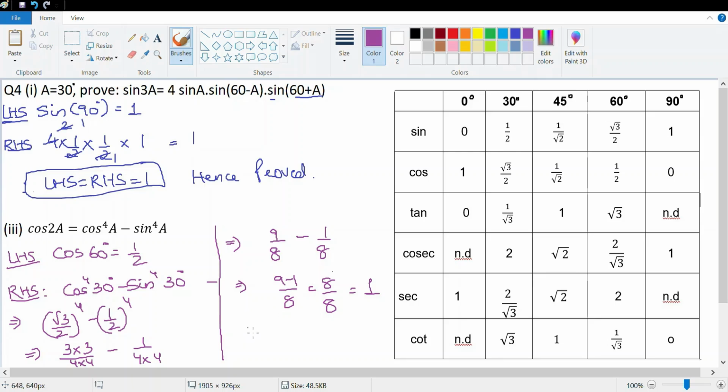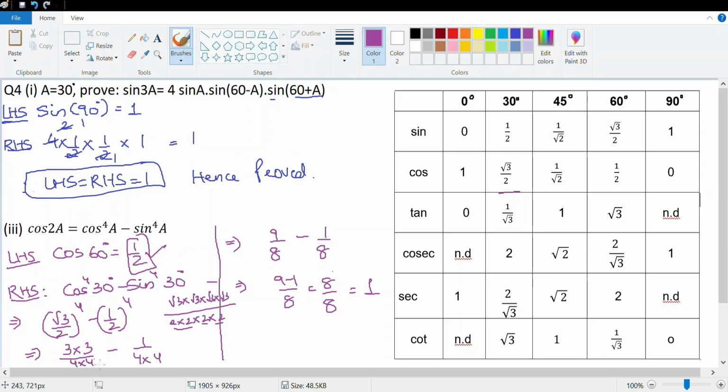So I think there is some mistake that I have done. Let's look at the mistake. Cos 2A, A is given equal to 30 degree. So cos 2A would be cos 60 degree, and cos 60 degree is half. So my left hand side is correct. Let's look at right hand side. Cos to the power 4 of A, where A is 30 degree. So cos 30 degree is root 3 by 2. So this will be root 3 to power 4. So root 3 into root 3 into root 3 into root 3 upon 2 into 2 into 2 into 2. So this is 4 into 2, 8 into 2, 16.